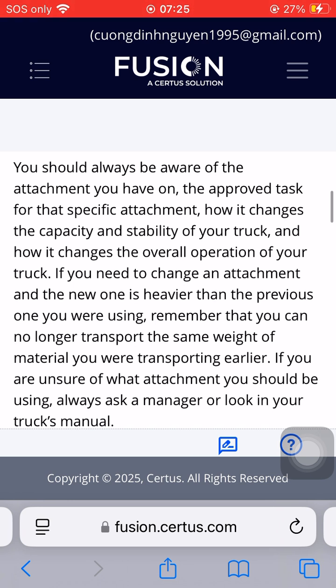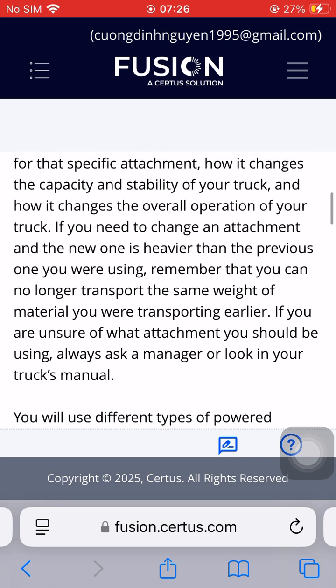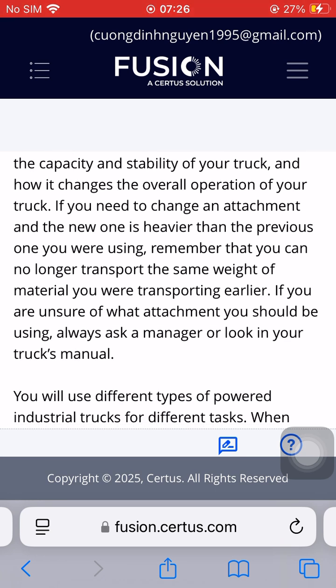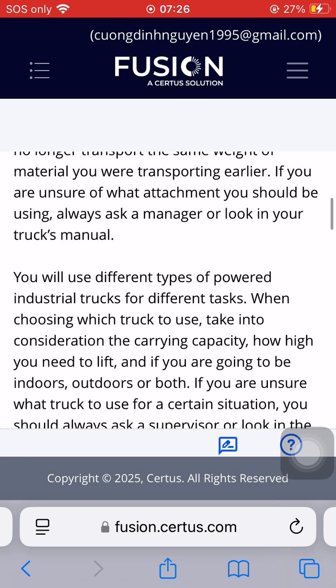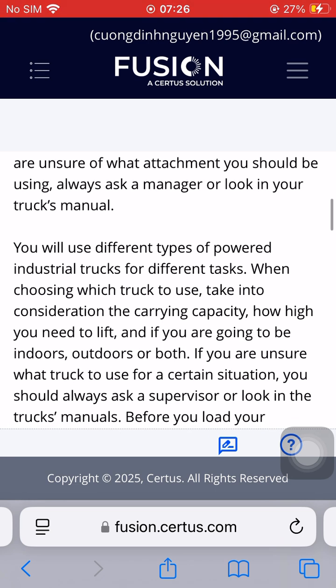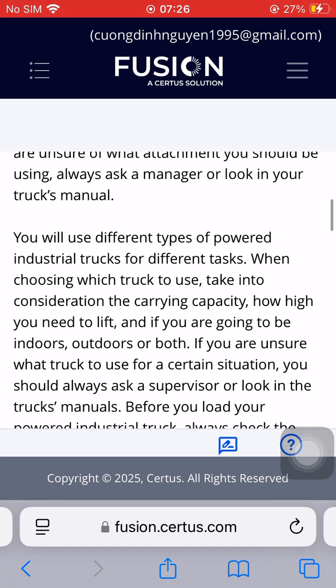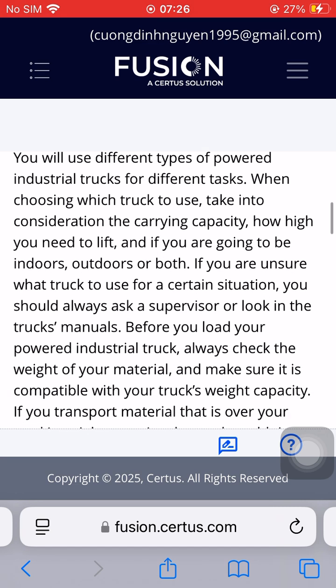You should always be aware of the attachment you have on, the approved task for that specific attachment, how it changes the capacity and stability of your truck, and how it changes the overall operation of your truck. If you need to change an attachment and the new one is heavier than the previous one you were using, remember that you can no longer transport the same weight of material you were transporting earlier. If you are unsure of what attachment you should be using, always ask a manager or look in your truck's manual. You will use different types of powered industrial trucks for different tasks.